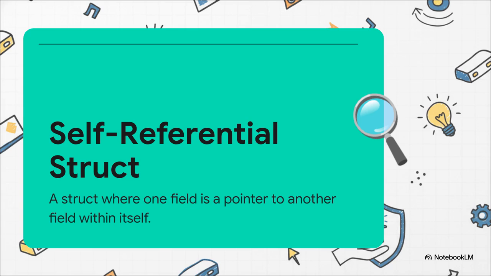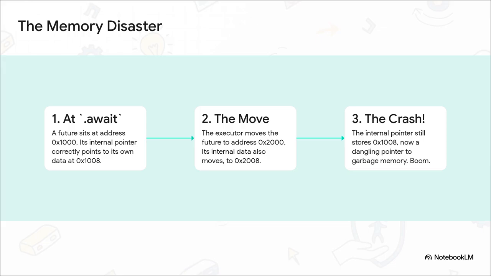And why are they so common? Well, when you write a nice, clean async function, the compiler does something really clever behind the scenes. It turns your code into a state machine to keep track of where you are at every .await. The thing is, this state machine often ends up with fields that point to other fields inside itself, and that is a self-referential struct.